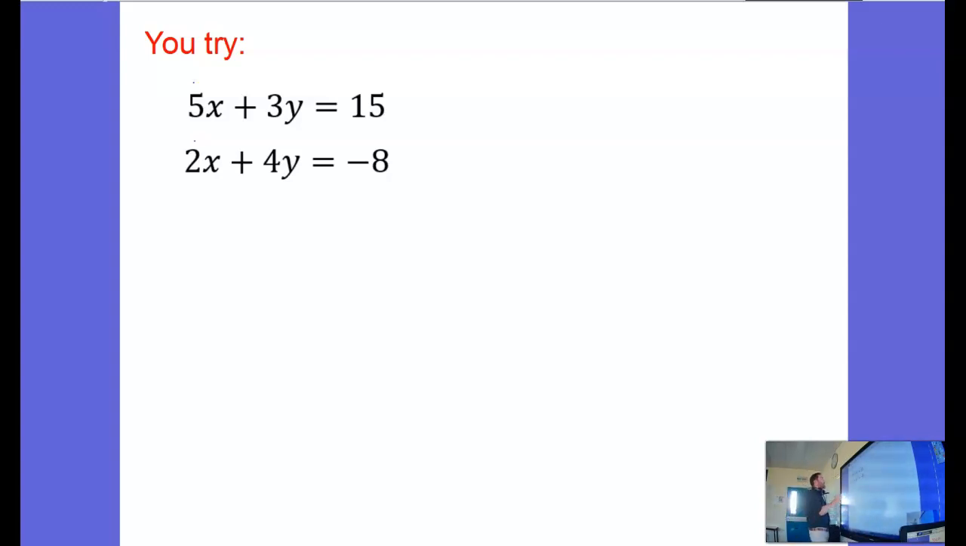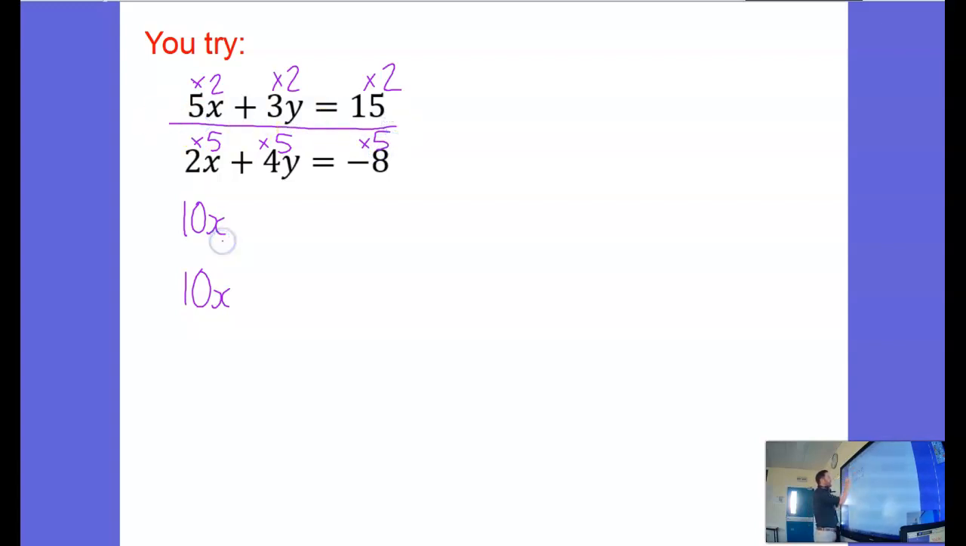And here's the answer. So the way I'm going to do this is to times the top one by 2 and the bottom one by 5 so that I've got 10x at the front of both. I'm looking to get it nice and balanced, 10x on both. So if I times this by 2, I must multiply everything by 2, and here I must multiply everything by 5. So this top one, 5x times 2 is 10x, 3y times 2 is 6y, and 15 times 2 is 30. On the bottom there, 4y times 5 is 20y, and minus 8 times 5 is minus 40.